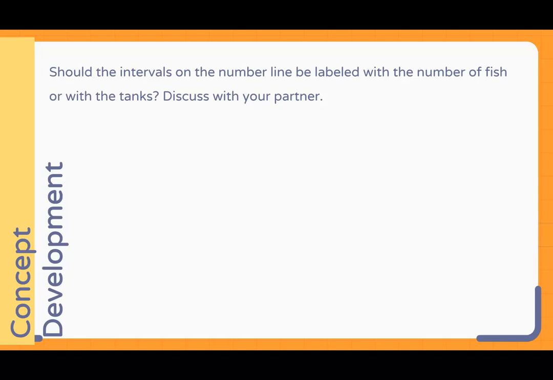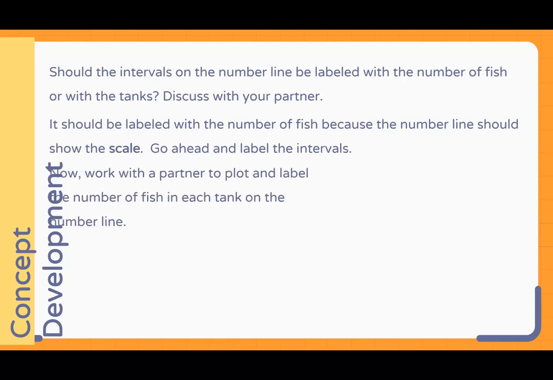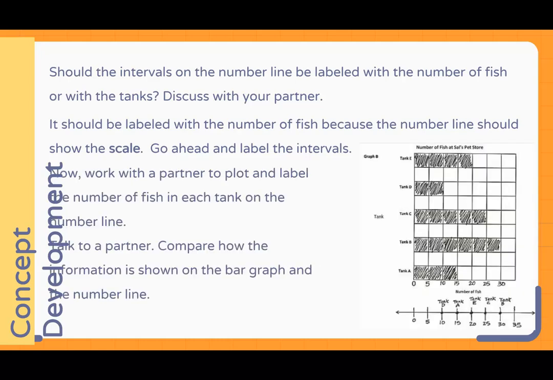Now, should the intervals on the number line be labeled with the number of fish or with the tanks? It should be labeled with the number of fish because the number line should show the scale. Go ahead and label the intervals. Okay, so here we go. This is what it should look like.